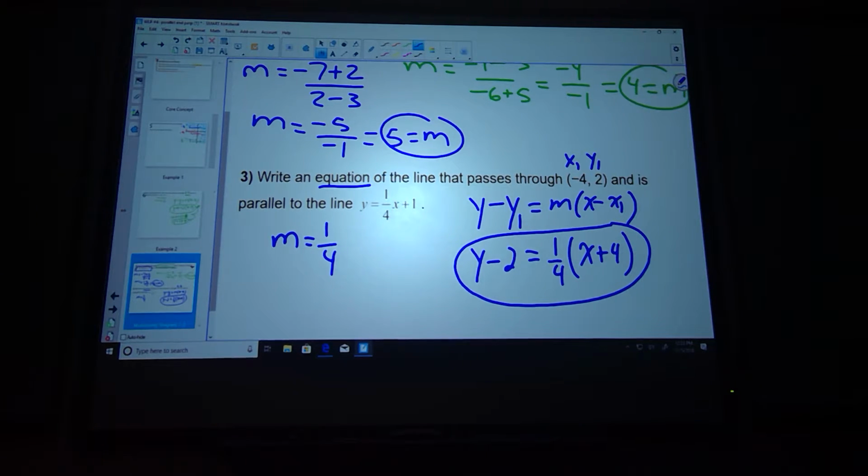Ooh, I should solve it for y. Why? Didn't ask it, asked for the equation. It's 1, 2, 3, 4. What did you? 4 and 1. It's 1, 2, 3. Okay.